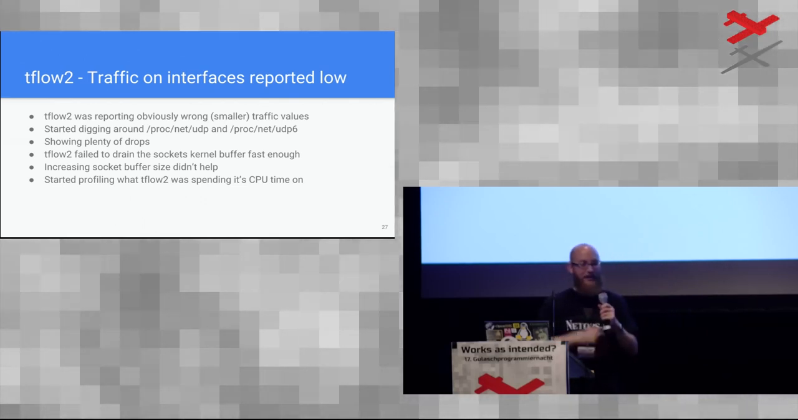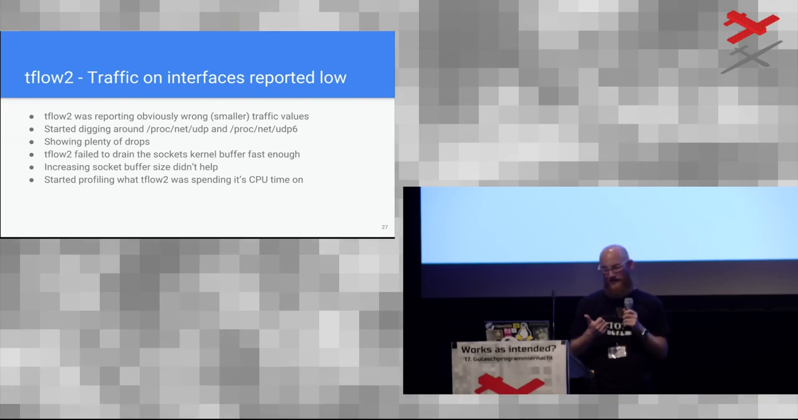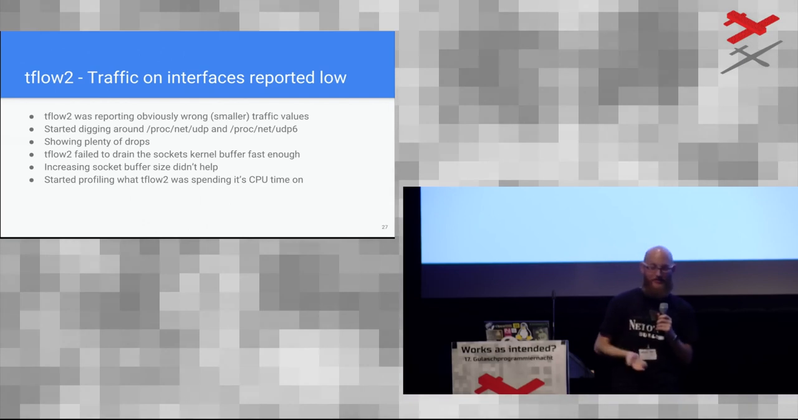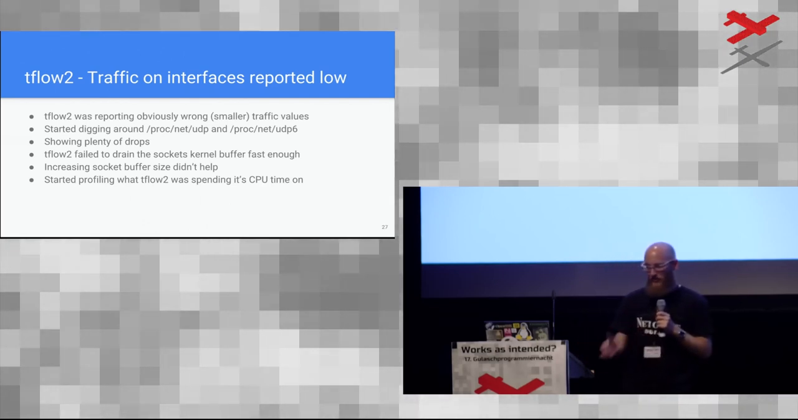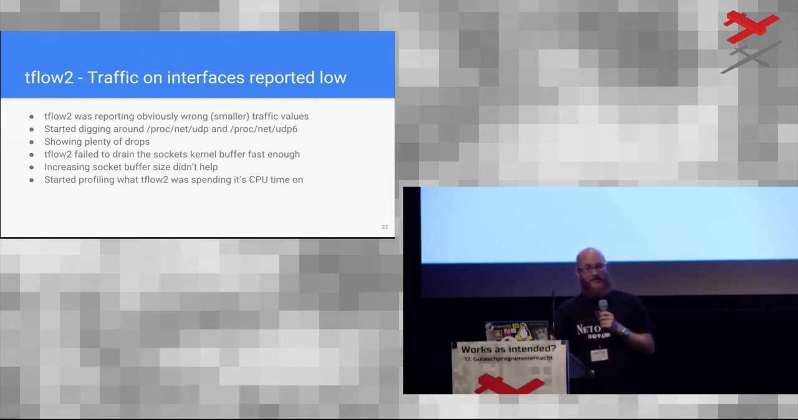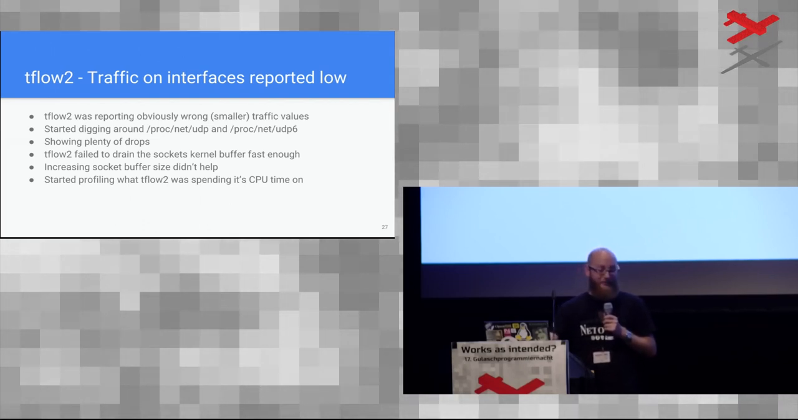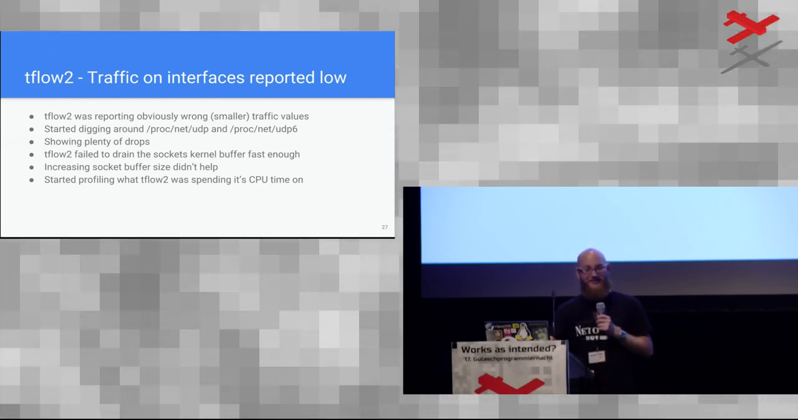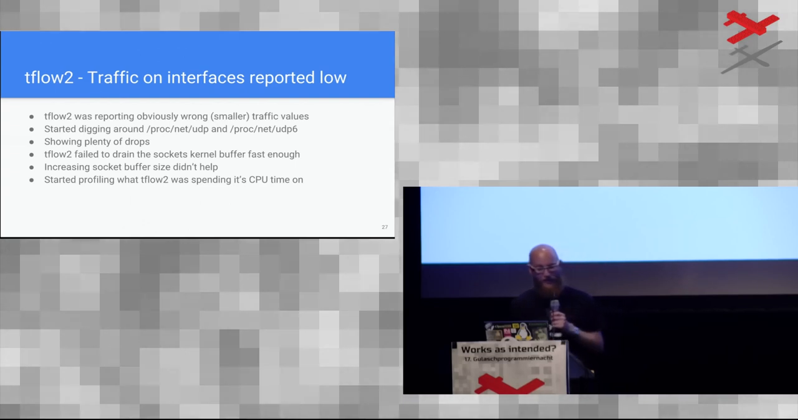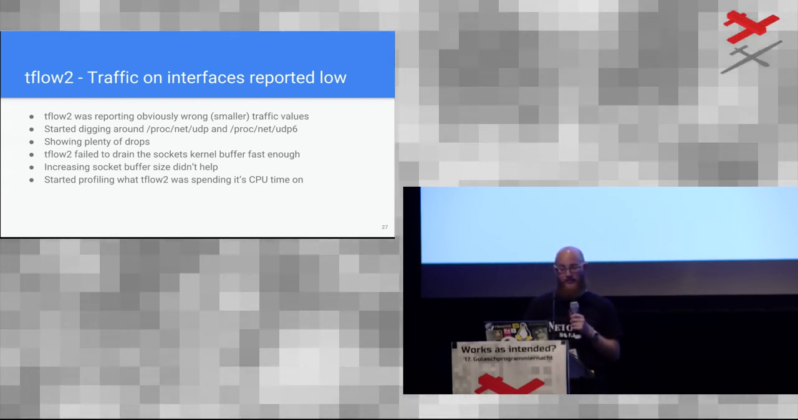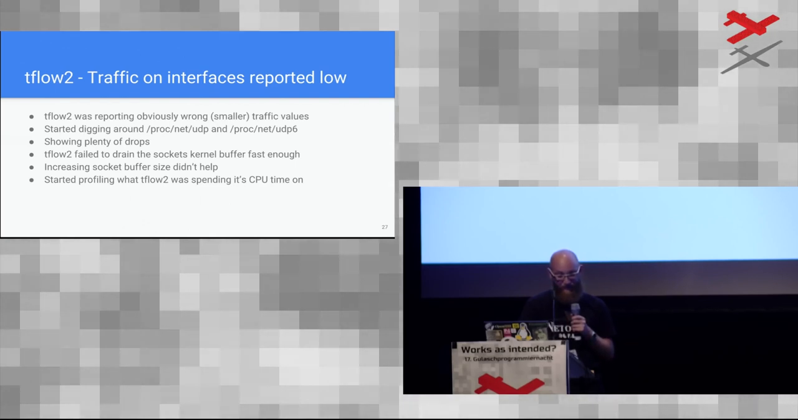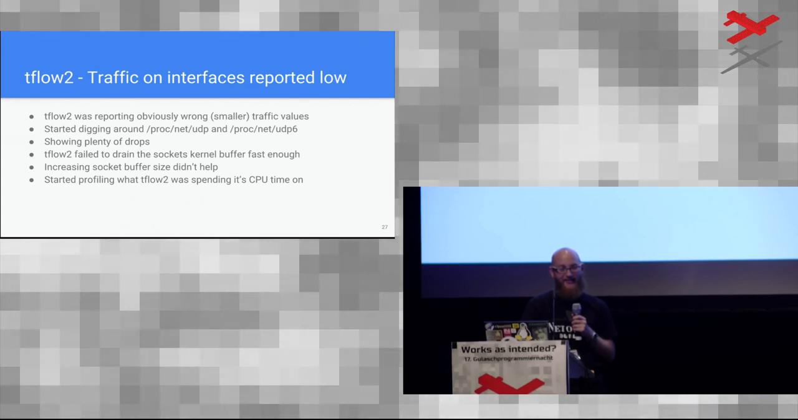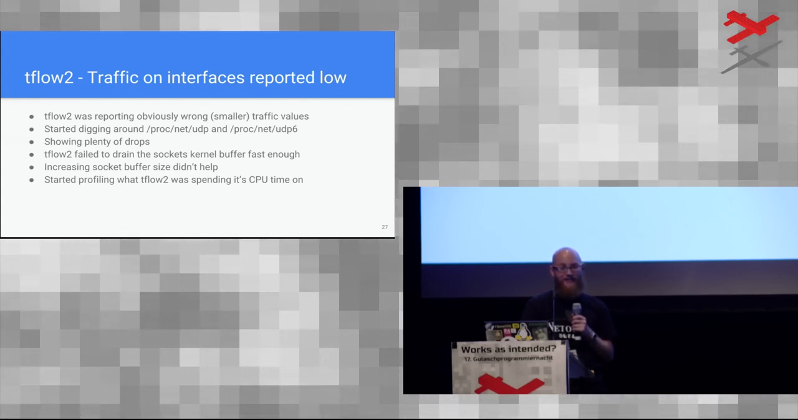Where are all the flows going? Either the IPT Netflow is lying, but probably my software is wrong. So I started digging around in my software to see if I do any calculations or something going wrong, or no, it wasn't. So later on, I came to the idea, maybe I'm not reading the Netflow packets fast enough from the kernel space, and the buffer is running over. So I tried to figure out how can I check that, and it turned out there's /proc/net/udp and /proc/net/udp6 files. And when I checked them, they were showing plenty of drops of packets. That was explaining to me why my data must have been wrong.